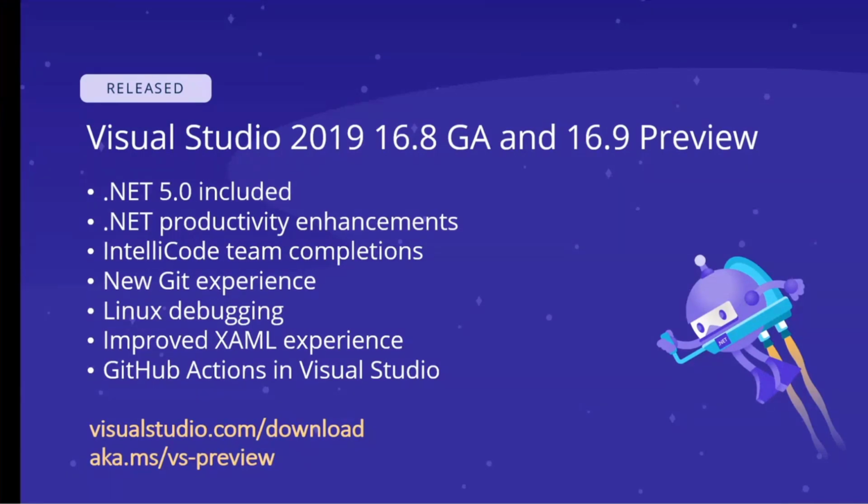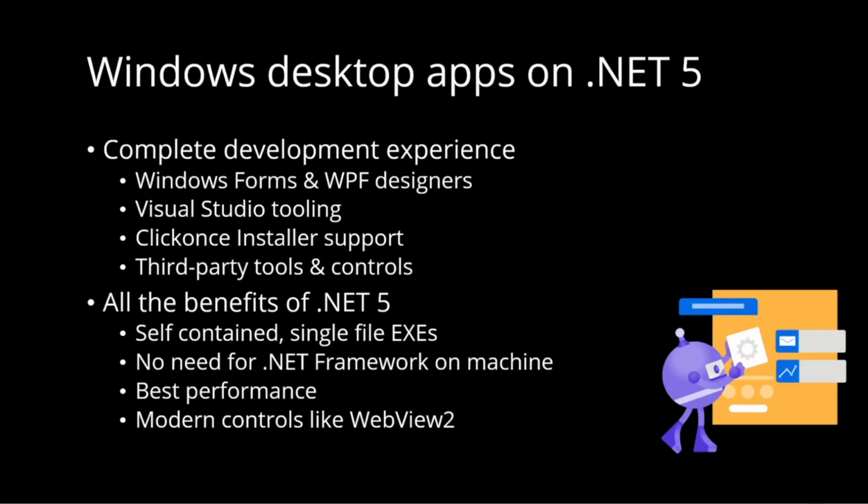Check that out. Get a copy of Visual Studio 2019 at visualstudio.com/download. If you're on the preview track, check it out at aka.ms/vs-preview. Now, if you're in Visual Studio and you're building that way, we need to talk about Windows desktop apps.